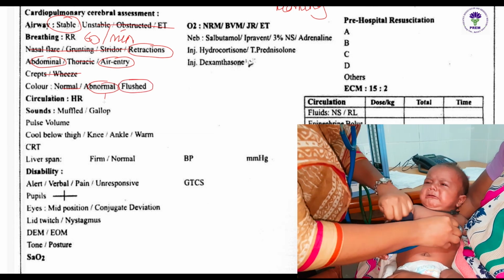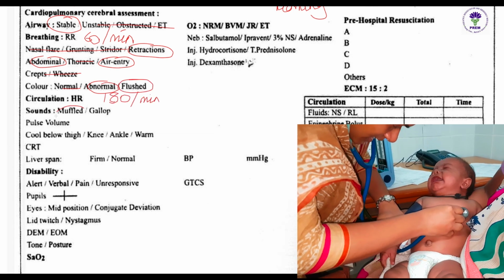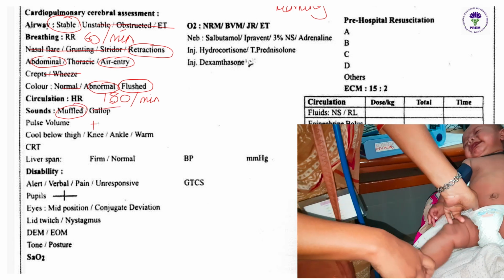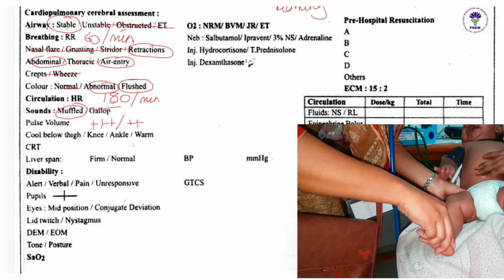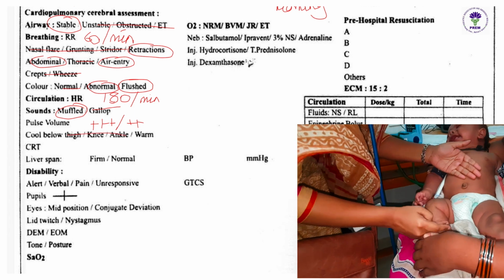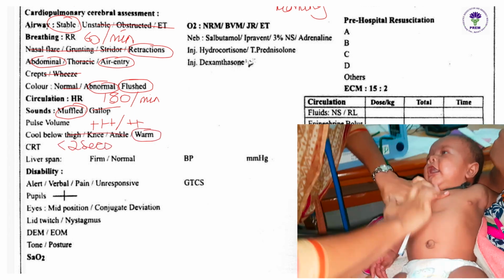Airway stable. Breathing. Respiratory rate 60 per minute. No grunt, no stridor, retractions plus, abdominal respirations, bilateral pulses are 3 plus 2 plus, color flushed, abnormal. He's warm throughout, heart rate 180 per minute, CRT less than 2 seconds, no gallop.